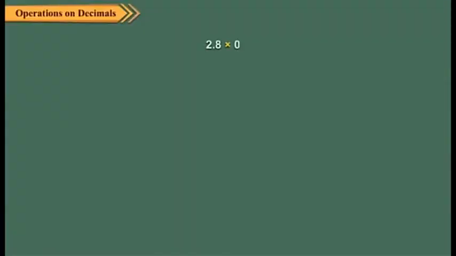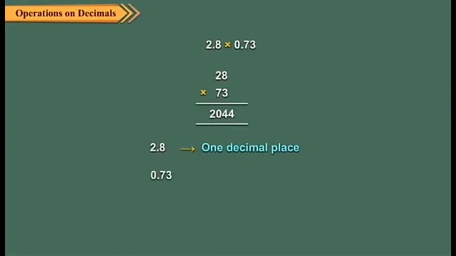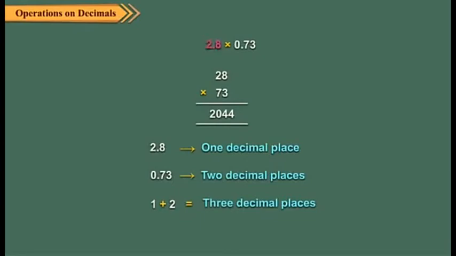Let us multiply 2.8 and 0.73. First multiply 28 and 73 to get the product as 2044. 2.8 has 1 decimal place and 0.73 has 2 decimal places. So, the product will have 1 plus 2, which is equal to 3 decimal places. Thus, 2.8 multiplied by 0.73 is equal to 2.044.